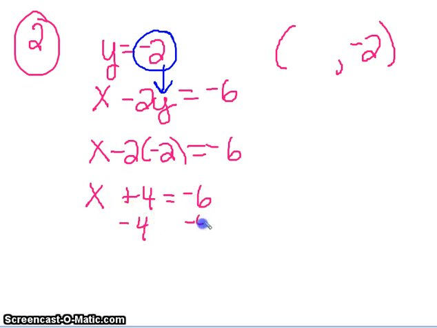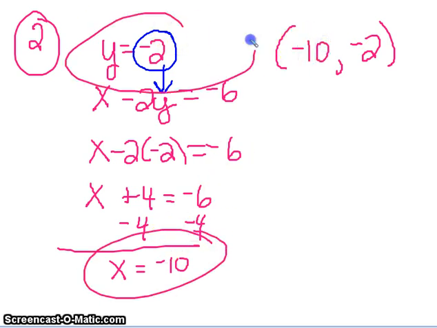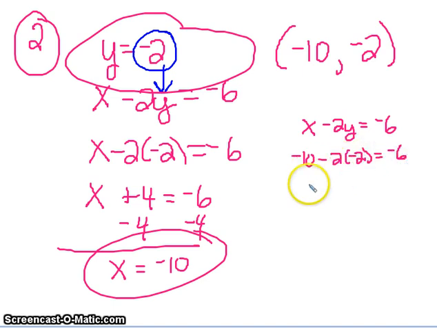When we subtract 4 from both sides, we're going to get that x is equal to negative 10. So negative 10 is my x coordinate. We already said our y coordinate was negative 2. If we want to check, y does equal negative 2. And in x minus 2y equals negative 6, plug these coordinates in: negative 10 minus 2 times negative 2 equals negative 6. Negative times a negative is a positive, so we do have a true statement. It checks. Very good.